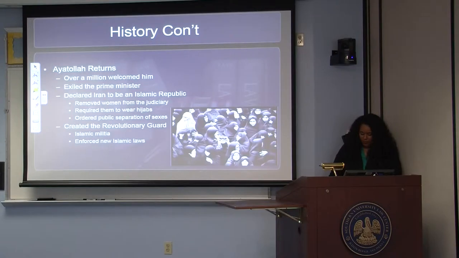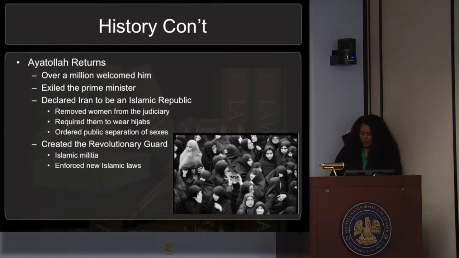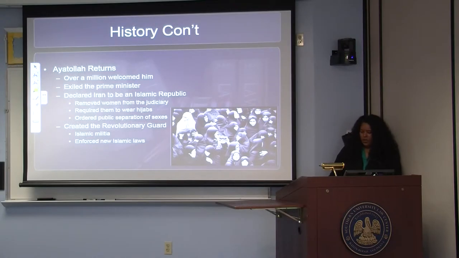The next month, the Ayatollah returned to Iran, with over 1 million Iranians flooding the streets to welcome him. The Ayatollah immediately began making changes. He exiled the prime minister and declared that Iran was now the Islamic Republic of Iran. Following these changes, he removed women from their positions in the judiciary. He began requiring them to wear hijabs, and he ordered public separation of the sexes. The Ayatollah created the Revolutionary Guard, which was an Islamic militia, who then spent much of 1979 enforcing these new Islamic laws.